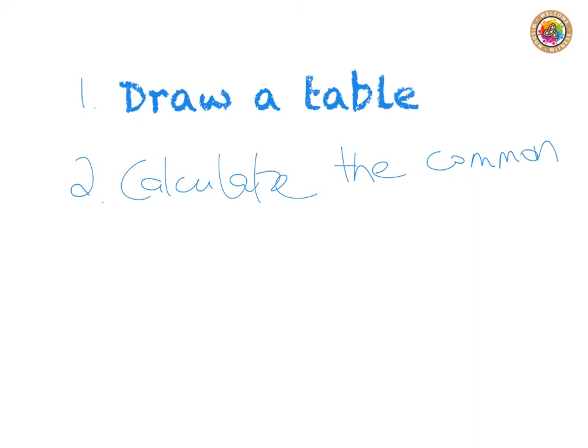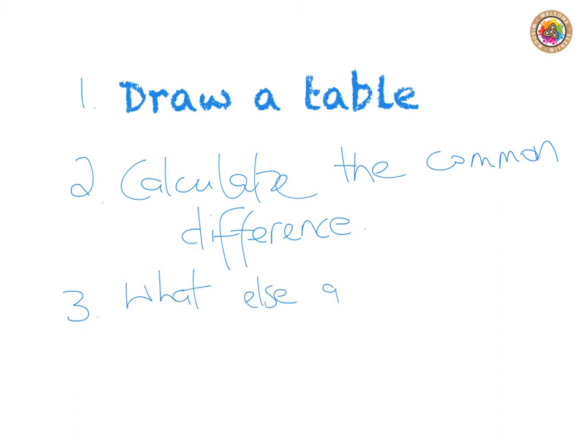Just a recap on how we find the general term. The first step, we draw a table. Then number 2, we calculate the common difference. That common difference must be constant in order for it to be a linear sequence. If it's not constant, we don't have a linear sequence. And then number 3, I ask myself, what else goes up in that amount?